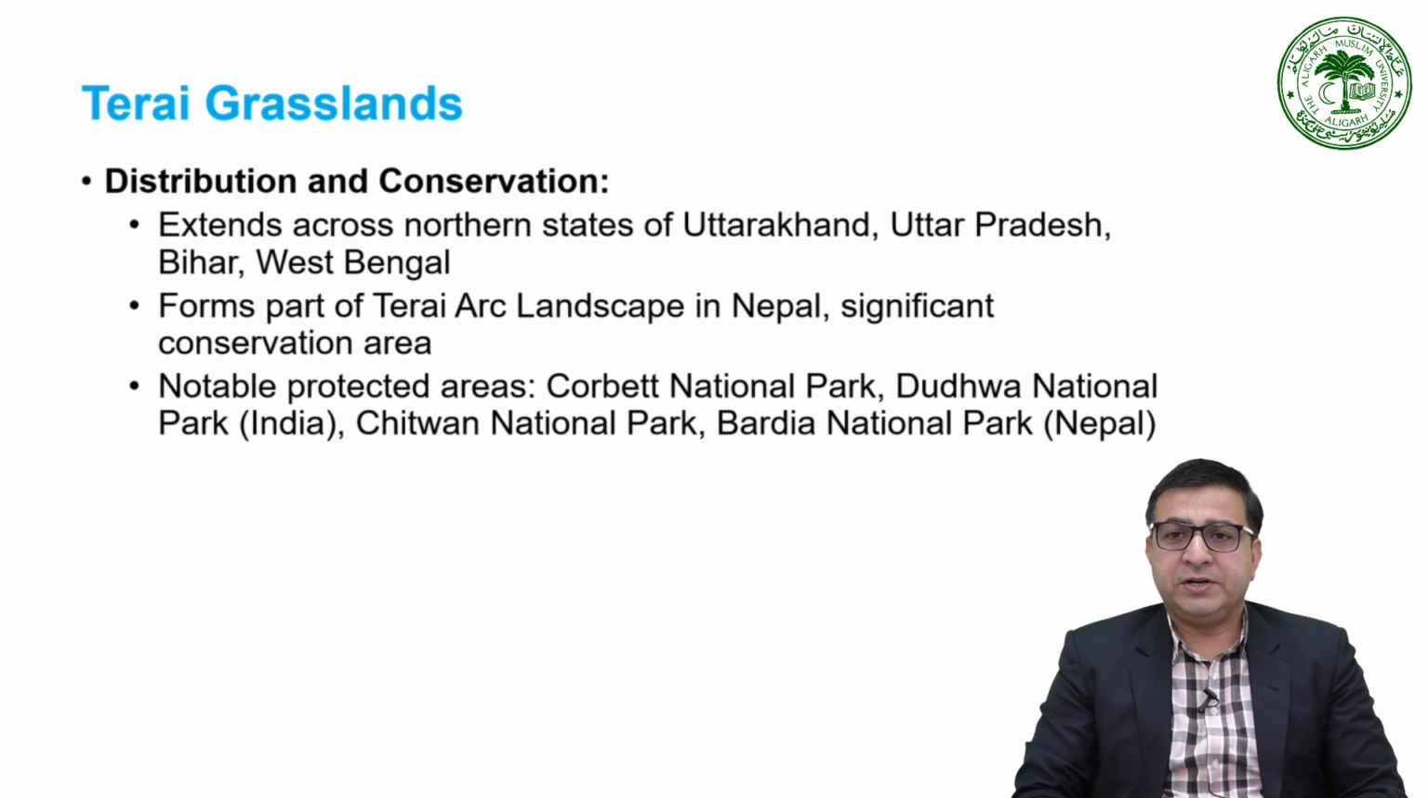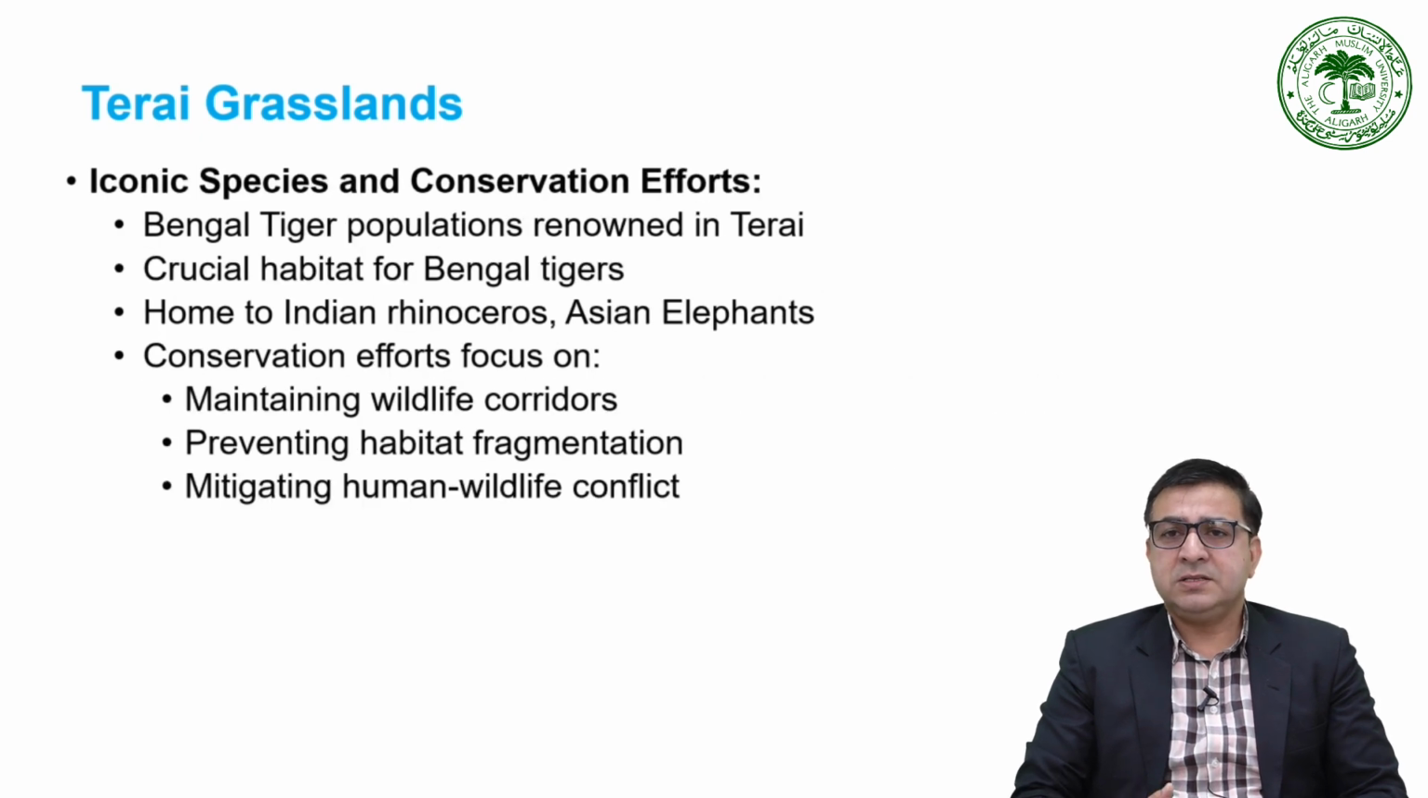Notable protected areas within the Terai include Corbett National Park and Tiger Reserve, Dudhwa Tiger Reserve and National Park in India, and Chitwan National Park and Bardia National Park in Nepal. The Terai is renowned for its Bengal tiger populations, serving as a crucial habitat for these majestic big cats. Protected areas like Corbett National Park as well as Dudhwa National Park are very important for tiger conservation.